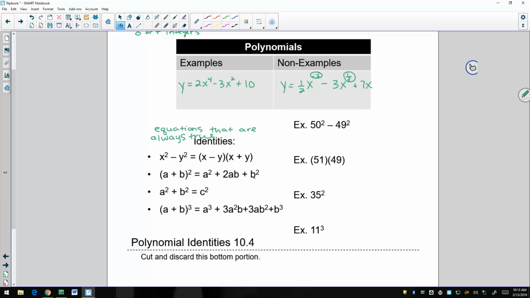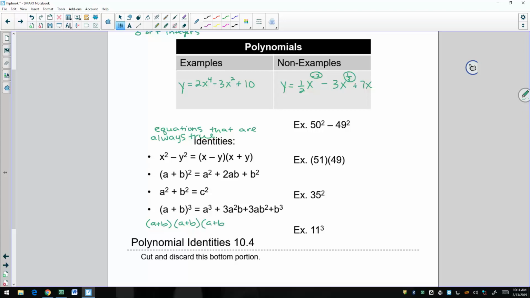Granted, they will be numbers and not letters. This one is the Pythagorean theorem. You better recognize that. And then the last one you probably haven't seen yet, but it's when you cube a quantity. So cube means three of them. So you're going to have three (a plus b)'s.